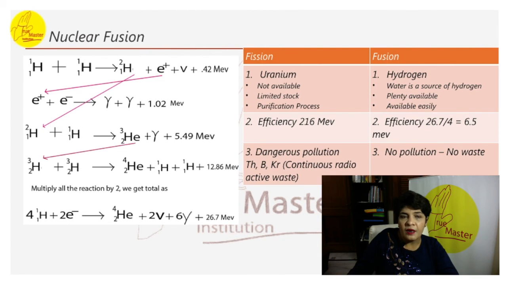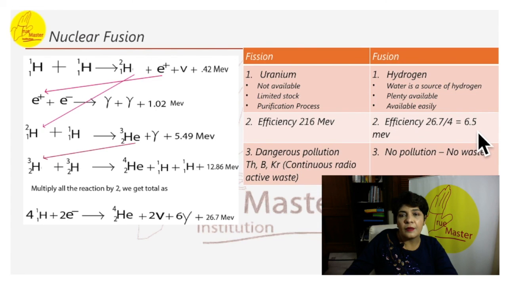Here another chart gives the comparison between fission and fusion. Uranium generally is not available. It is a limited stock, the purification process is very difficult, and only 1% of the complete ore can be used. Whereas water is a source of hydrogen, and it is available in plenty, so it is easily available as well. Here, for fusion, the energy coming out is 26.7 MeV. For fission, the energy coming out is 6.5.